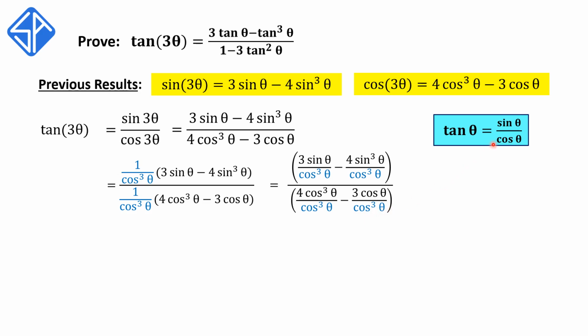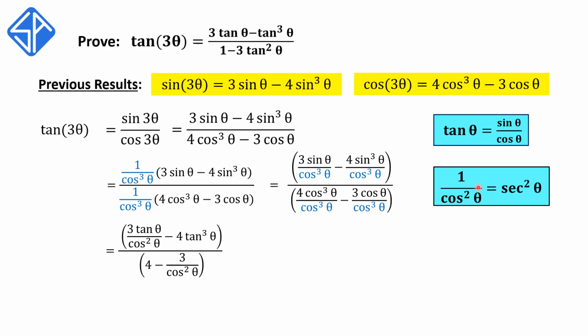And again, we're going to use this identity to help us simplify this expression, leaving us with 3 tan θ divided by cos²θ for the first term. The second term, sin³θ divided by cos³θ, becomes tan³θ. The cos³θ here cancels out top and bottom, so we just get 4. And for the last term, we can only cancel out 1 cos θ, so we're still going to have cos²θ on the bottom.